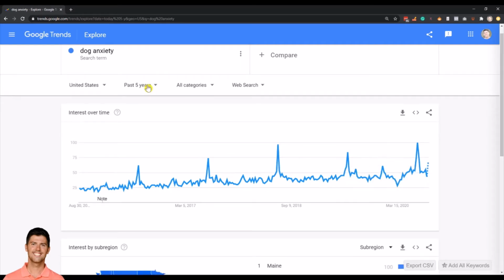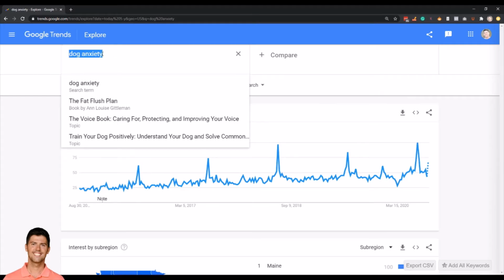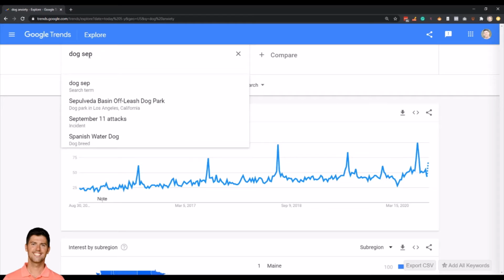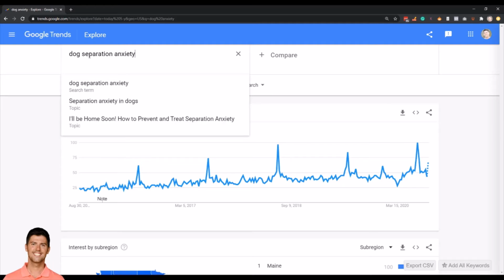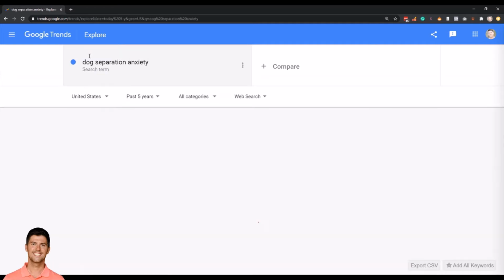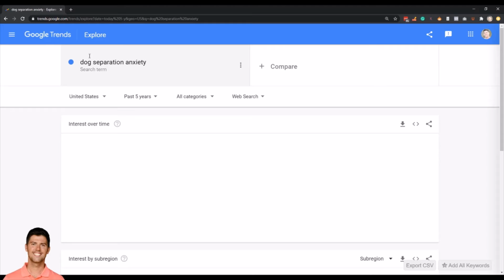Now, another thing I like to do while I'm here already is look at some related keywords to make sure those are also trending. So I'm going to put in dog separation anxiety, click enter, and look at the same thing.